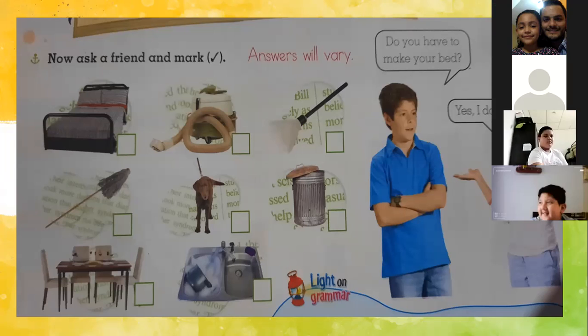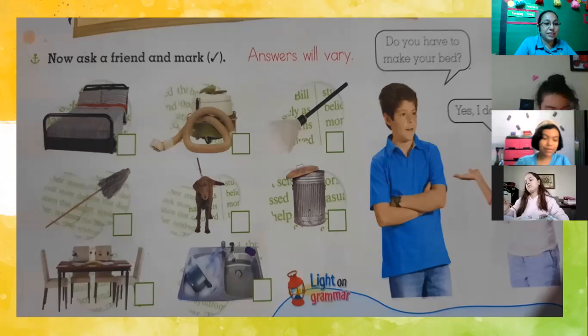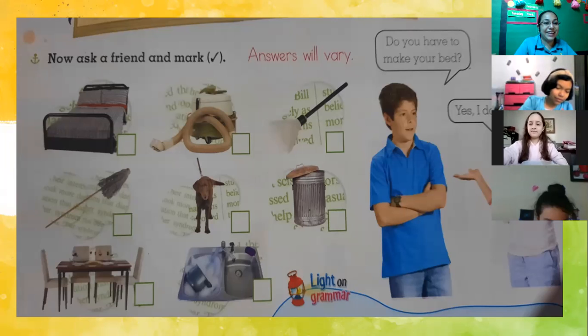Now, Mia Rivera and Adriana Barahona. Mia asks first and Adriana answers, please. Adriana, do you have to take out the garbage? Yes, I do. Okay. Right now, Adriana, you ask Mia and Mia answers. Mia, do you have to set the table? Yes, I do. Okay, excellent. Thank you very much.